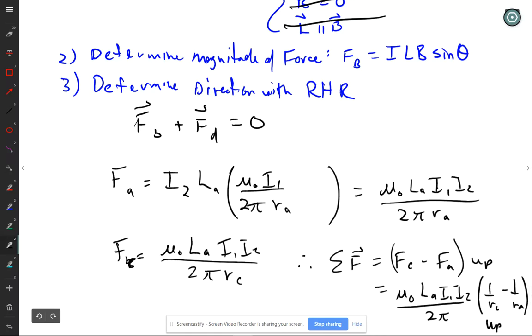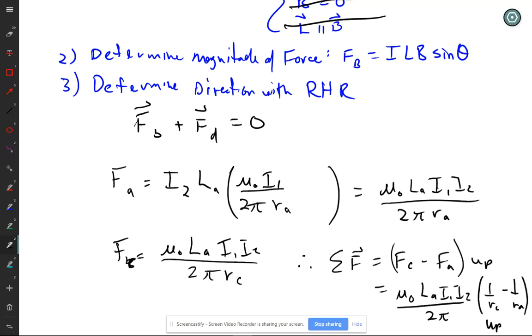Now, RC is bigger, so it turns out FA is bigger. It's going to give me a negative value up. I'm not going to actually put the numbers in, mostly because I'm at the very bottom of my page here. At least I think I'm at the very bottom of the page. But that's how we can calculate the net force on that loop.